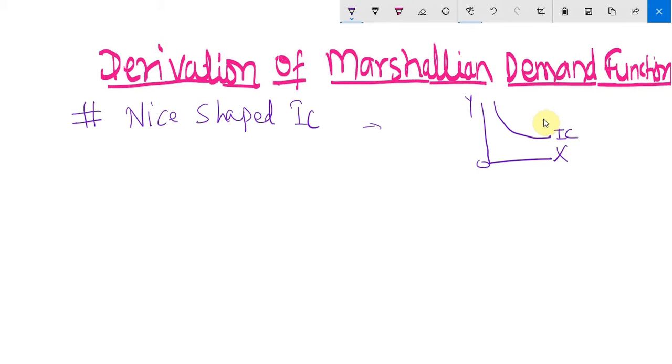Such indifference curves can be represented by a Cobb-Douglas utility function. Let us assume the simplest case, where utility of x and y depends upon x times y. This is the simplest example of a Cobb-Douglas utility function. Let us assume that the price of x is px, the price of y is py, and the consumer's wealth is w.